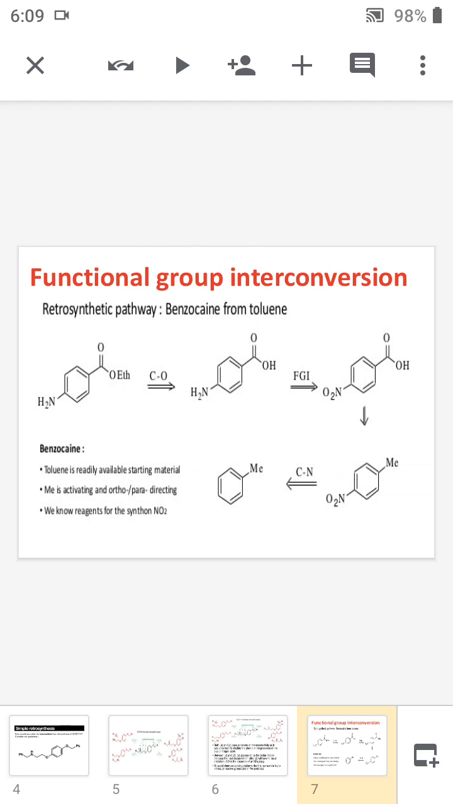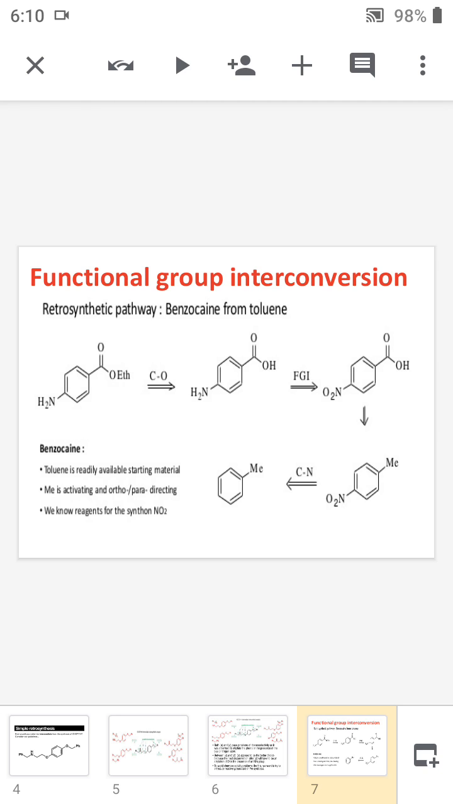For example, consider the retrosynthetic analysis of benzocaine from toluene. We have two functional groups here, that is the ester group and NH2. If you are disconnecting the ester, we will definitely get an alcohol and an acid. But here in the phenyl group, there are two functional groups while we are doing the disconnection. One is the carboxylic acid, the other is the amine group. But we cannot prepare this molecule because the acid and basic group exist on the same benzene ring. So that's why it is very difficult to manage.